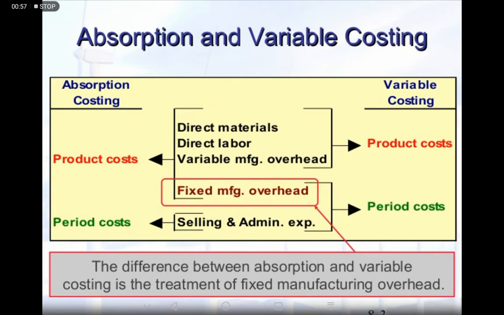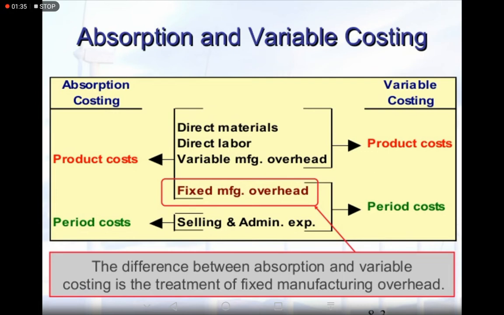Whereas when you talk about absorption costing, what goes into that inventory valuation? Let's suppose that you see $100 as inventory in a balance sheet, but you're using absorption costing. Now that $100 would include direct materials, direct labor, variable manufacturing overhead, plus fixed manufacturing overhead. So the difference between variable and absorption costing is that in variable costing, fixed manufacturing overheads are not included, whereas in absorption costing, we absorb the fixed manufacturing overhead in the cost of the product.